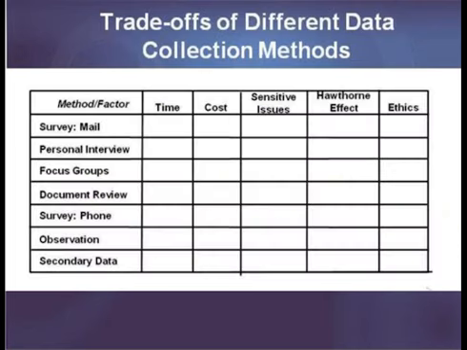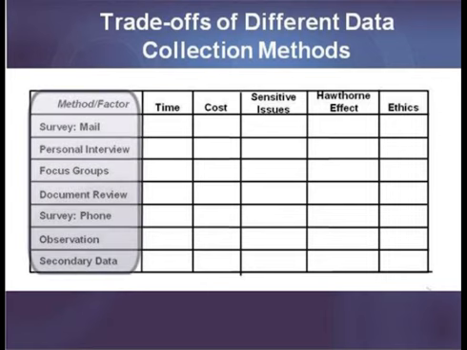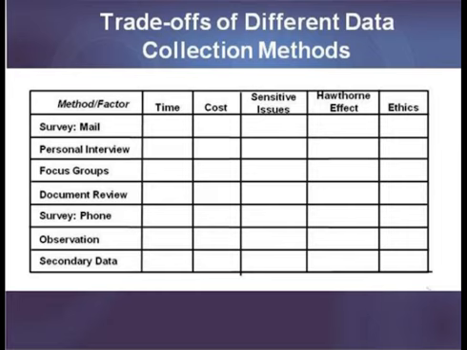Now here's a simple matrix I created which combines the last two sets of points we made. In column 1, I've listed all the methods of data collection we've talked about, the various types of surveys and personal interviews, focus groups, document review, observation, and then at the bottom, secondary data. Across the top, I've talked a little bit about the criteria that might come into play when we make these data collection choices. And we can see how these crosswalk very easily to the evaluation standards.